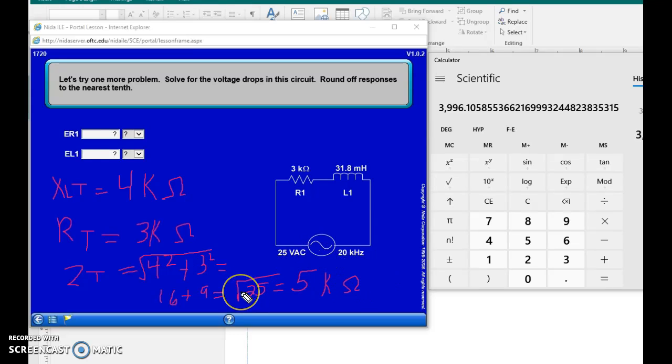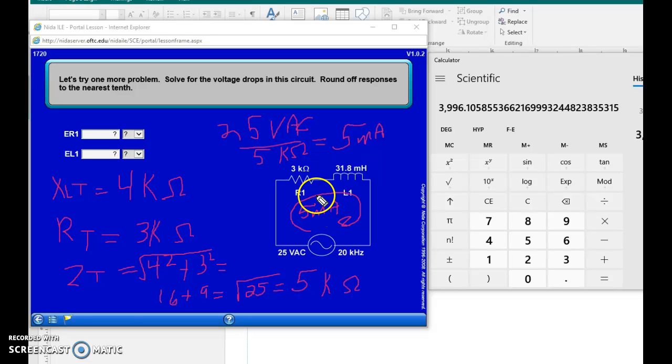And in order to get IT, we have to divide the applied voltage by ZT. So applied voltage is 25 volts AC divided by 5K. And this answer is going to be in millis. So it's going to be 5 milliamps. So that means inside of here, we've got 5 milliamps of current.